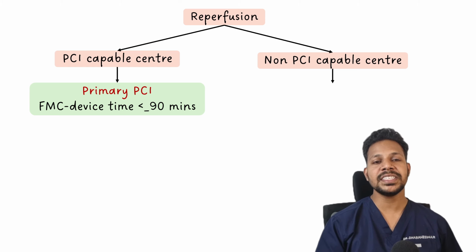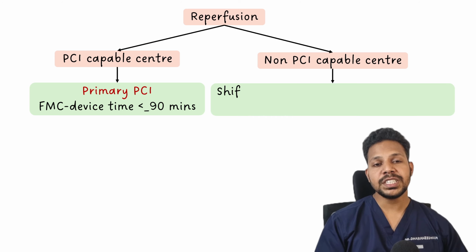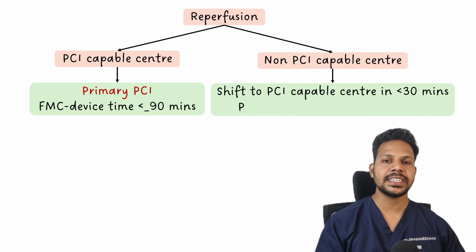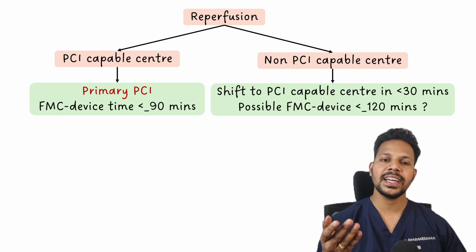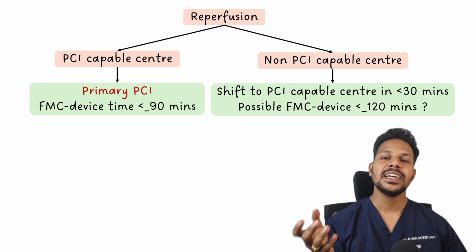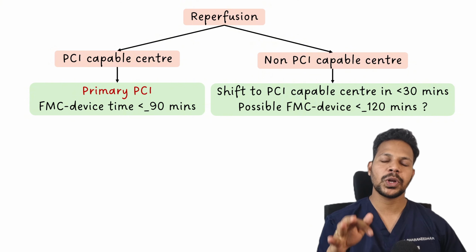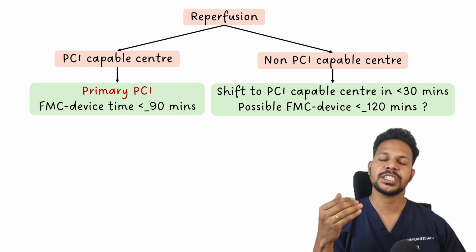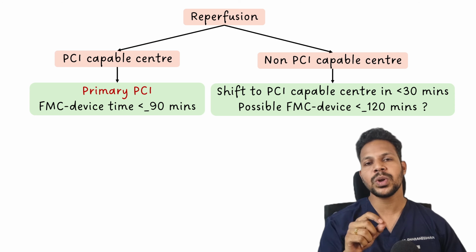If the patient has reached a non-PCI capable center, then our goal should be to shift the patient to a PCI capable center within 30 minutes. That is door in, door out time. As soon as the patient comes to the casualty, give the loading doses of aspirin, clopidogrel, atorvastatin, if at all required, relieve the chest pain with nitrates, and shift out the patient within 30 minutes.